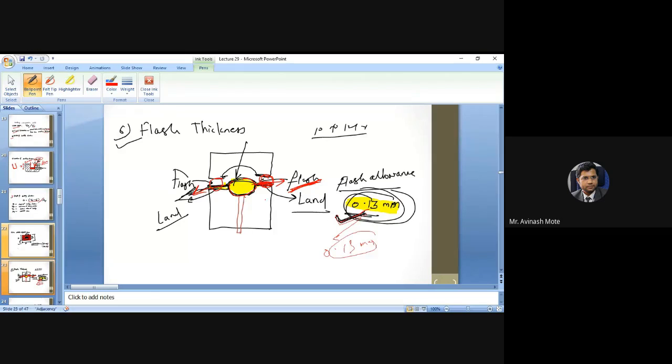Flash means what? Whatever 10 to 20% extra material we have added, as we saw in the previous slides, this extra material will not be fully compensated in the cavity. Some part will be compensated, but not all. So it will try to flow over the land. So this is the extra part.